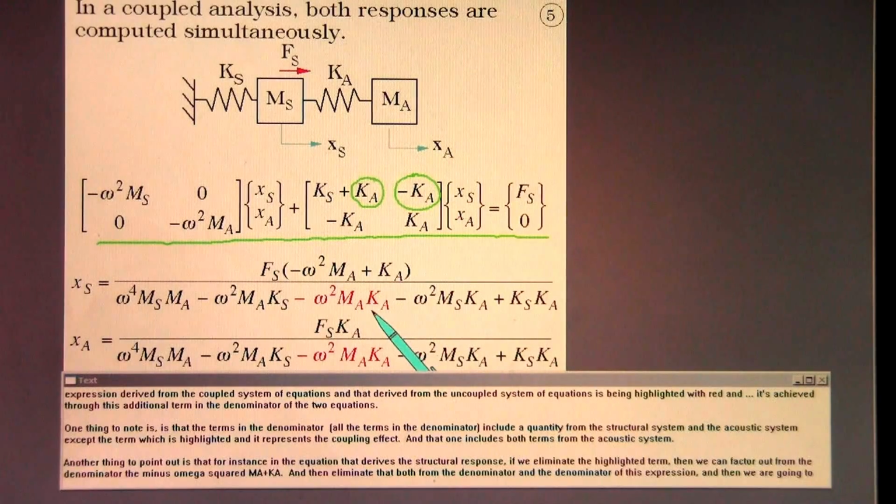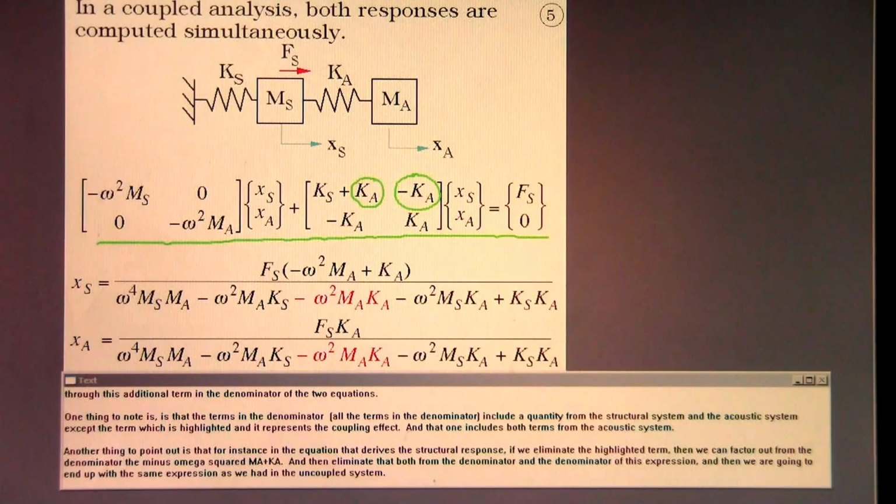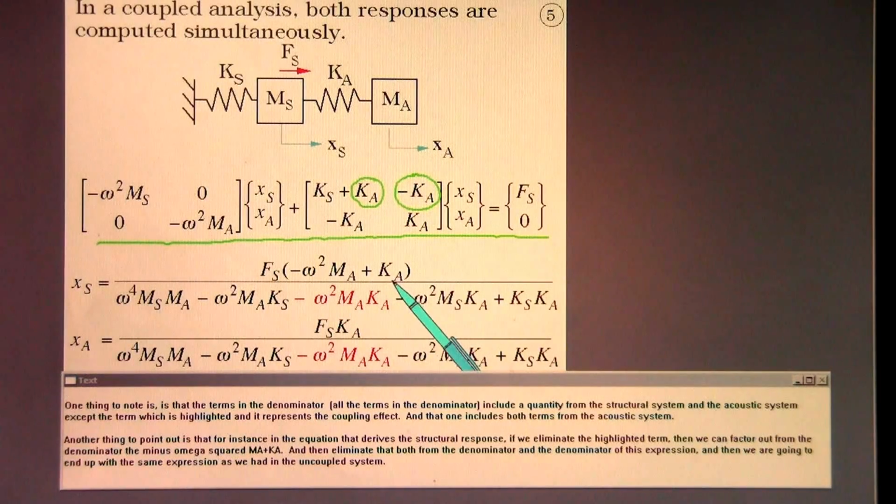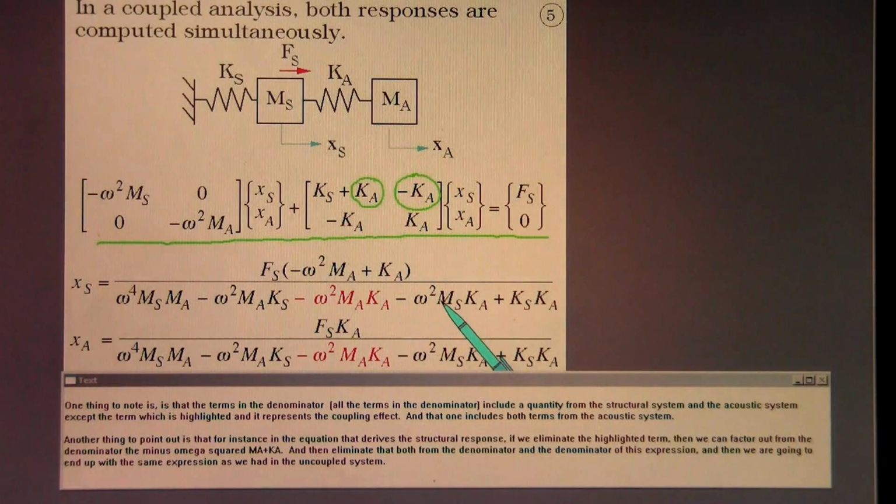Another thing to point out is that, for instance, in the equation that derives the structural response, if we eliminate the highlighted term, then we can factor out from the denominator the minus omega square ma plus ka, and then eliminate that both from the numerator and the denominator of this expression, and then we are going to end up with the same expression as we had in the uncoupled system.